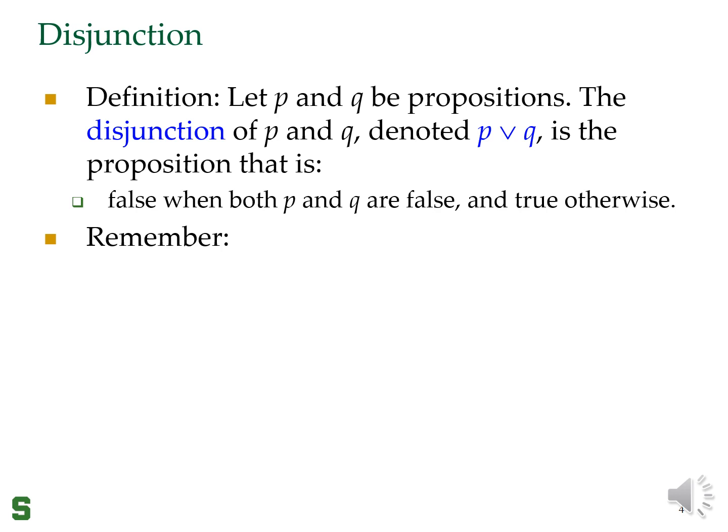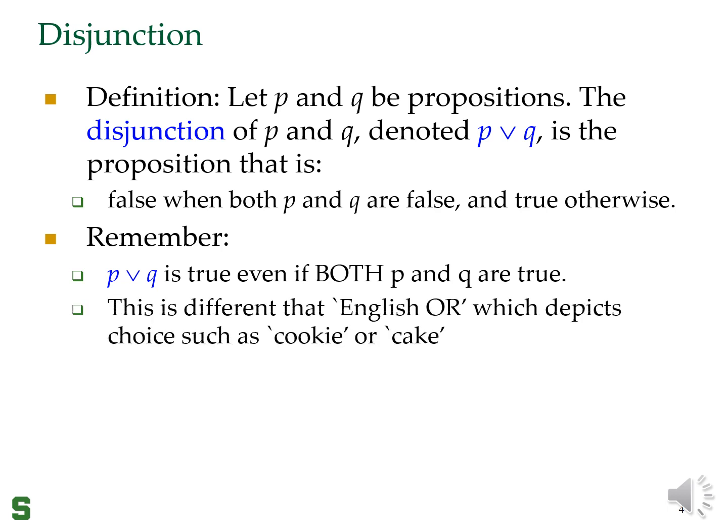One important thing to remember here is P or Q is true even if both P and Q are true. So in this sense, it is different than English OR, which is generally used as an exclusive OR rather than an inclusive OR, which this proposition is. So for example, in English, if I say you can have cake or cookies, that means you can have cake or cookies but not both. Whereas the OR operator in here is an inclusive OR. It means that you can have cake or cookies or you can have both.